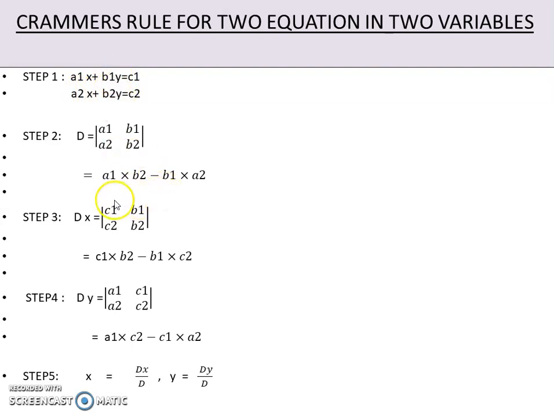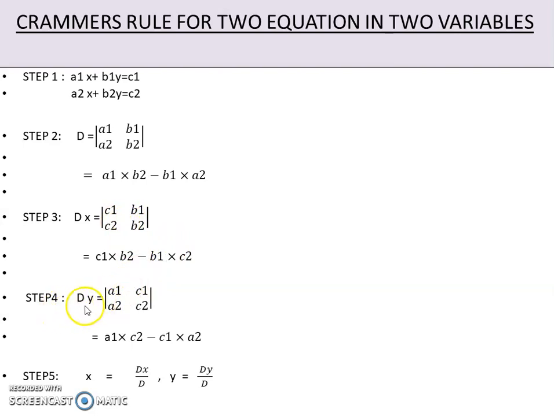Now step number 3 is based on the Dx value. Dx means we have to, instead of a1 and a2, put c1 and c2, and b1 and b2 remain the same. Then c1 into b2 minus c2 into b1. That is the determinant of 2 by 2 order.